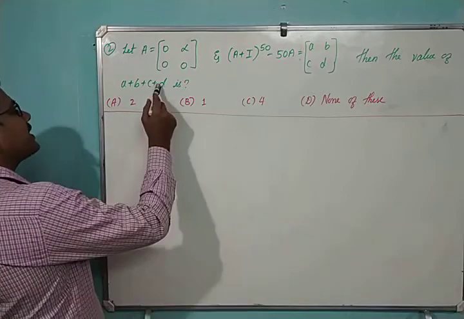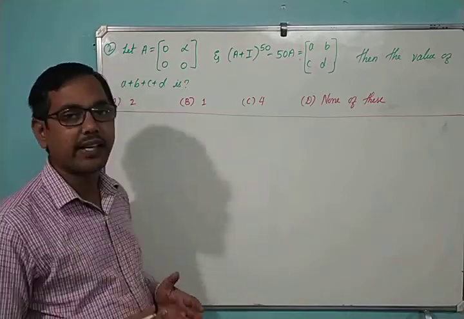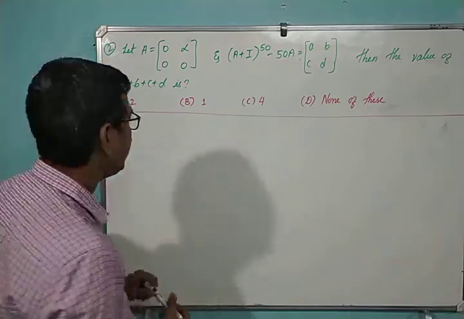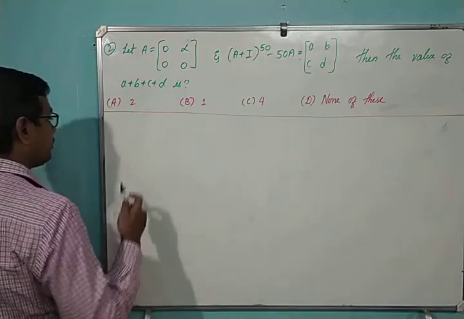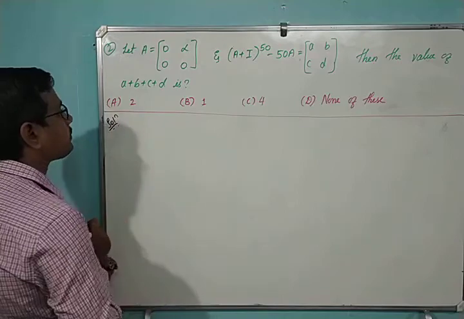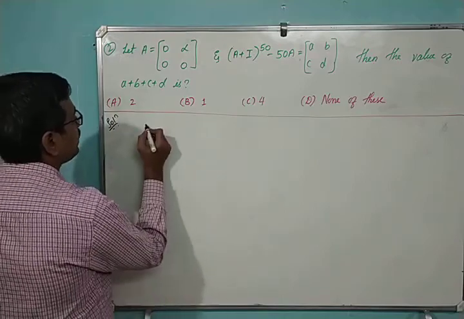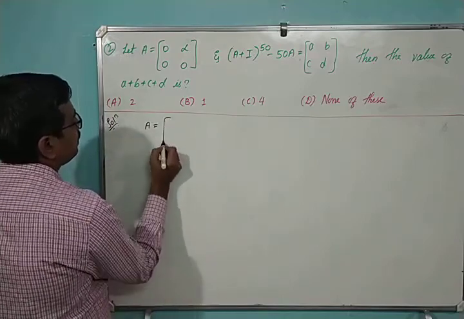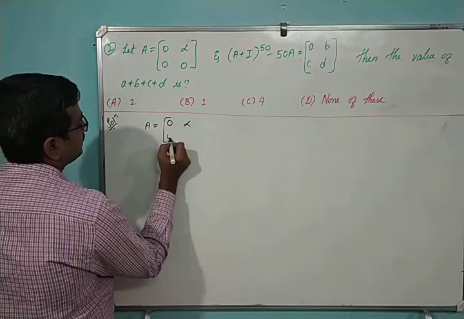If we want to find this, first we should know the value of a, b, c and d individually. Then we can directly calculate this. Okay, so now A is the matrix [0 alpha; 0 0].